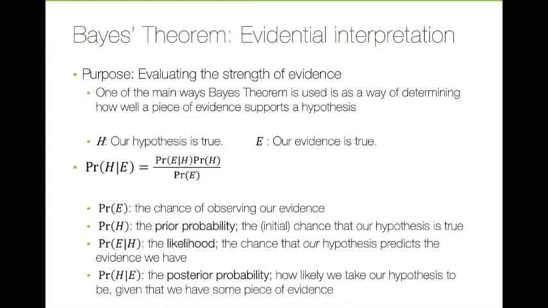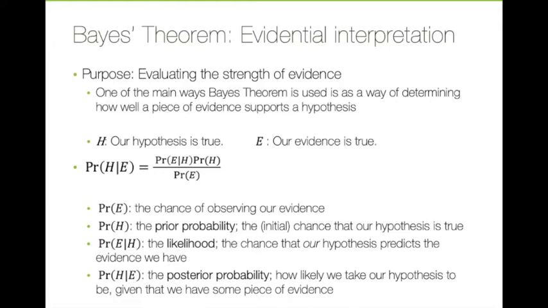We'll use H to represent our hypothesis. So that could be, for example, that someone has a disease. And E represents our evidence. In our example, that could be symptoms of the disease, or it could be a positive test for the disease. Both of those provide some evidence for the hypothesis that the individual has the disease.